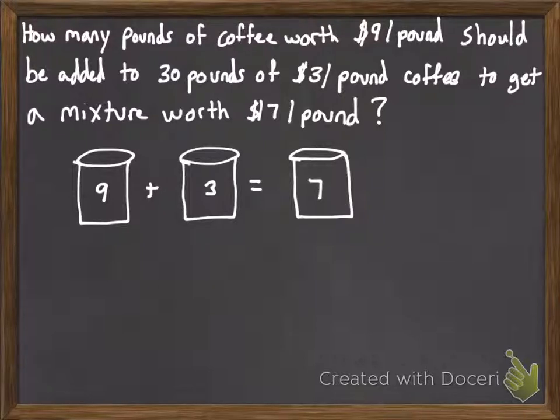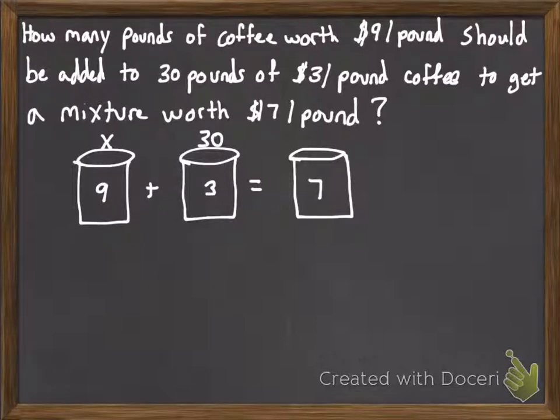And then I can go further and say, well, I know that I need 30 pounds of the $3 coffee. It's already given to me. And now we have two coffee amounts right now that we don't know, right? How much goes here and how much goes here. So we can let X be the number of pounds for the $9 per pound coffee.